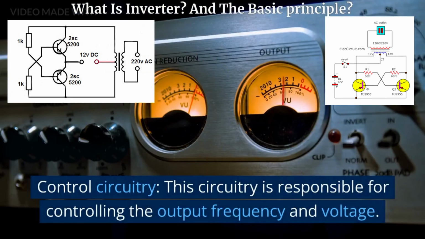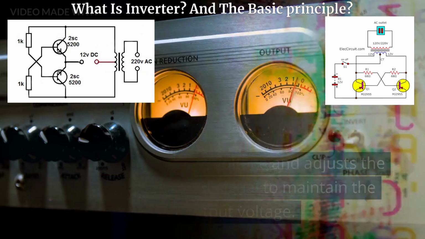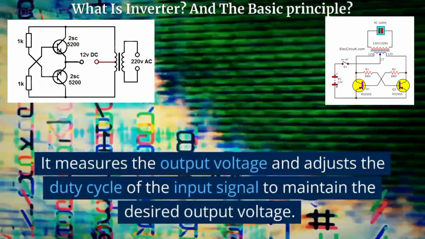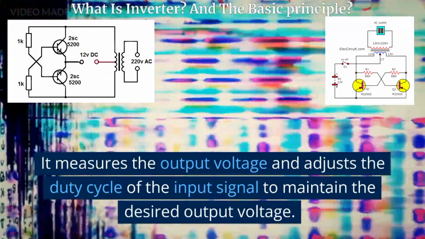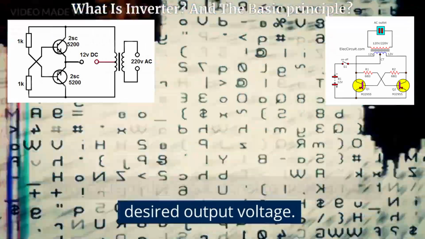Control circuitry. This circuitry is responsible for controlling the output frequency and voltage. It measures the output voltage and adjusts the duty cycle of the input signal to maintain the desired output voltage.